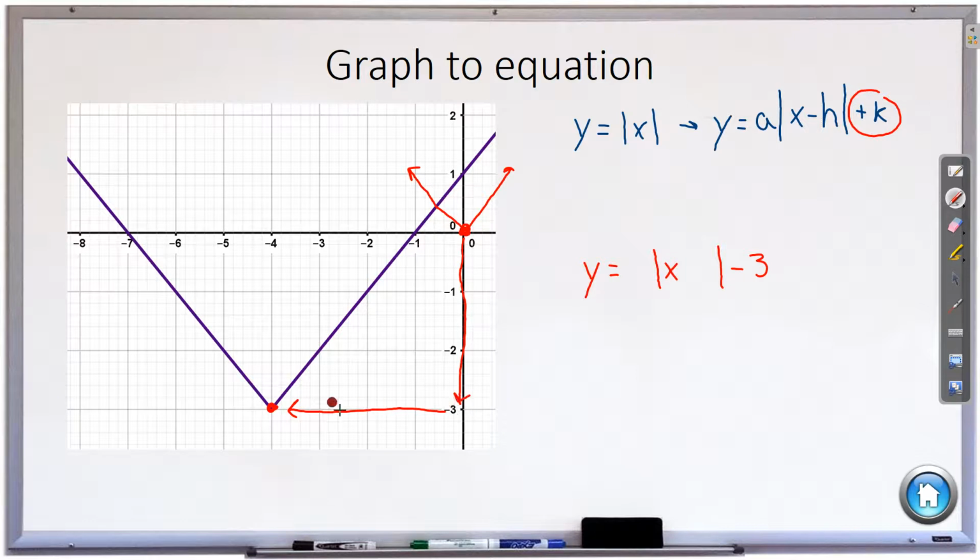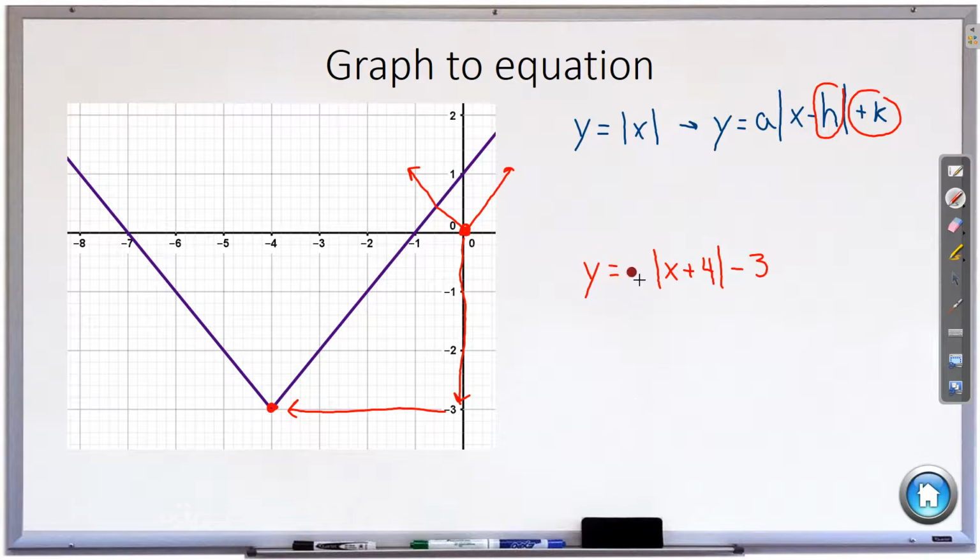Now it also went to the left 4, and h controls left and right. So this is going to have to be a 4. Now, is it plus 4 or is it minus 4? That's the next question you want to ask. So this is where we have to remember that h does the opposite of what it looks like. So in order to move left to the negative numbers, this has to be positive. A plus 4 will move us to the left.